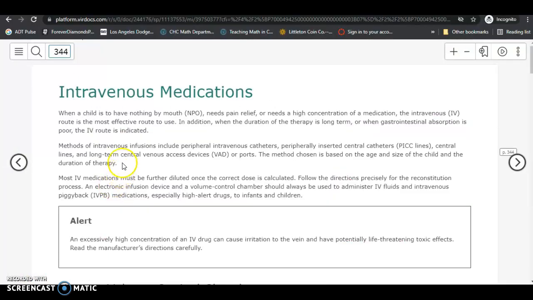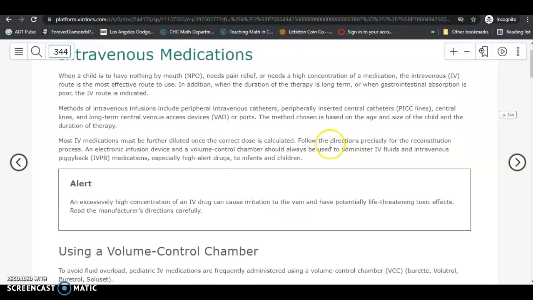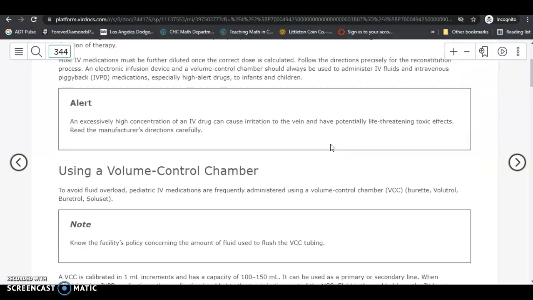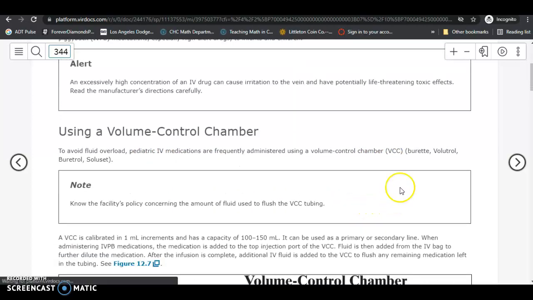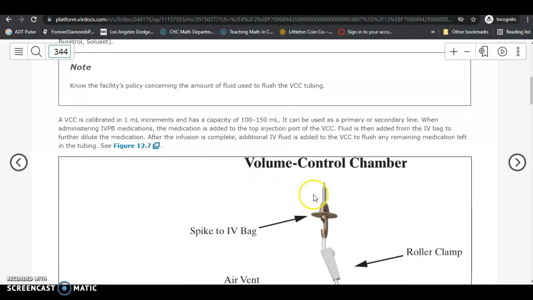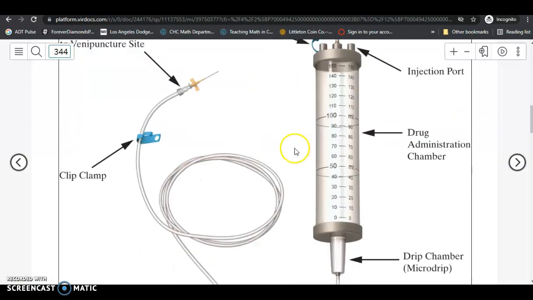Okay, so we're now going to move on to the topic of intravenous medications. So you can go ahead and read this information on your own. And there's something called a volume control chamber. Okay, so to avoid fluid overload, pediatric IV medications are frequently administered using a volume control chamber, or VCC for short. And then these are some of the brand names for volume control chambers. Okay, and you have a picture of what a volume control chamber looks like.